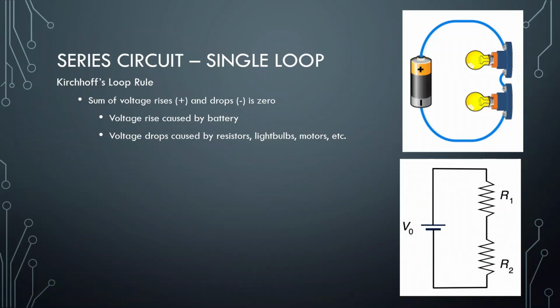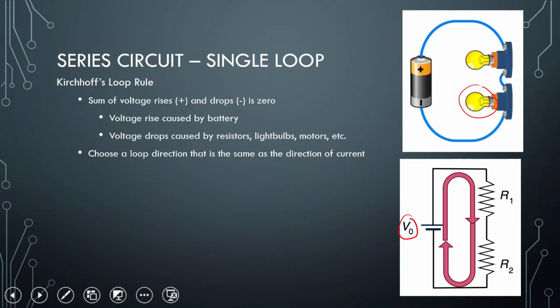Now, when we look at the voltages, when we are using Kirchhoff's loop rule, the sum of our voltage rises and drops has to be 0. So in this circuit, we're going to have a voltage rise caused by the power supply. That is going to be a source of our voltage. The resistors are going to be voltage drops. Additionally, light bulbs will be voltage drops, motors, all sorts of different things will cause voltage drops. We will see that components like capacitors and inductors can sometimes act like voltage rises or drops. We're going to leave those out of the conversation for right now because that's a little bit more complicated.